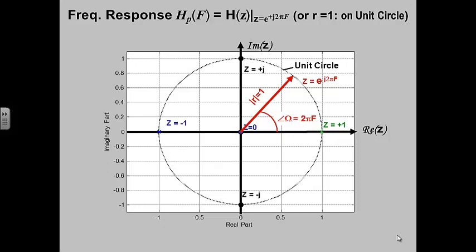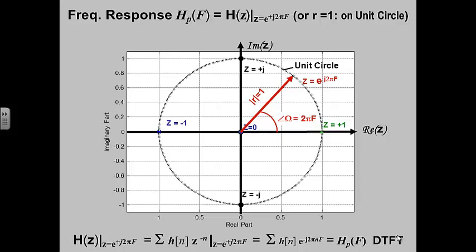So if my angle is 0, my 2 pi f equals 0, so this must represent the frequency response at f equals 0. Happens to be, if I want to know what is h of f at f equals 0, that's the same as h of z at z equals 1. If I go up here to z equals plus j, my angle is pi over 2. So 2 pi f, the angle argument, has to be pi over 2. That makes f must be a quarter. So what's the h of f at f equals 1/4? That's h of z at z equals plus j.